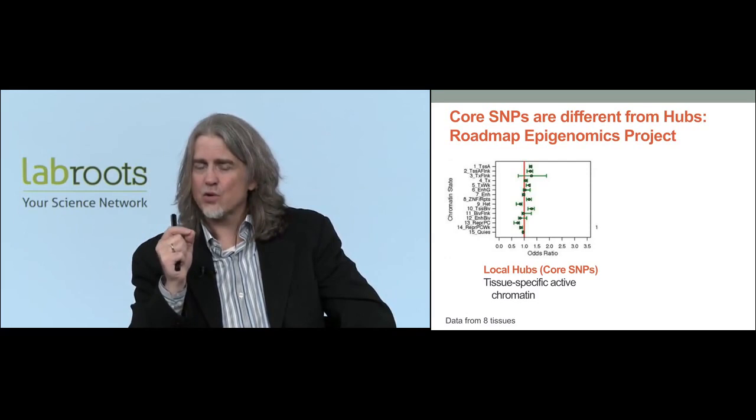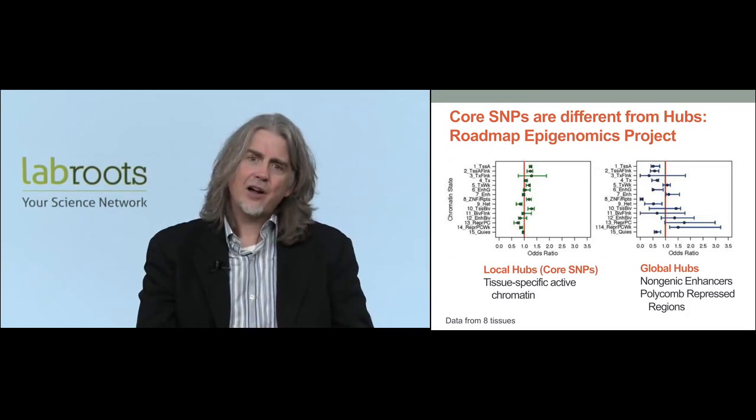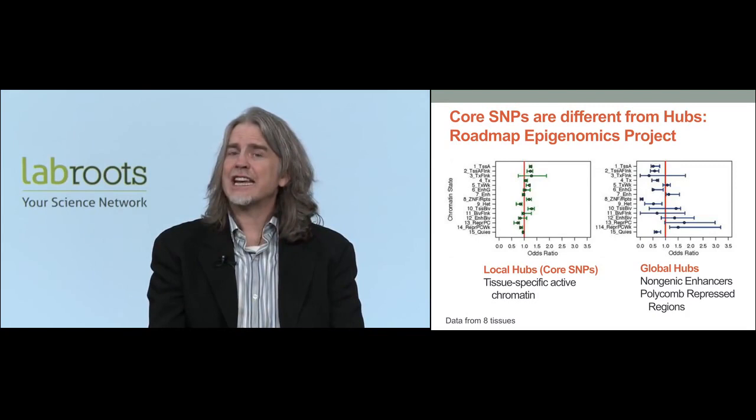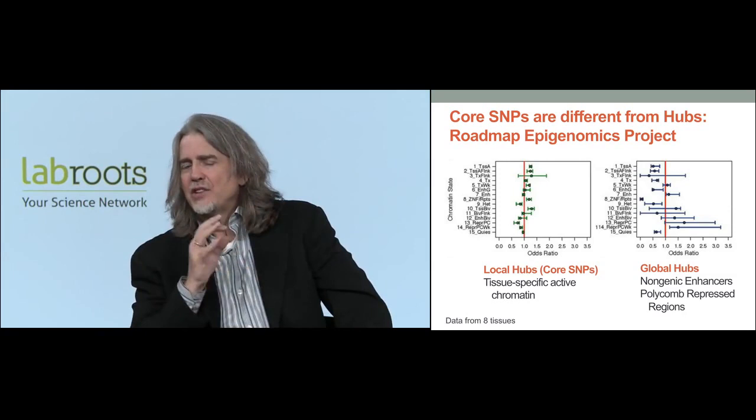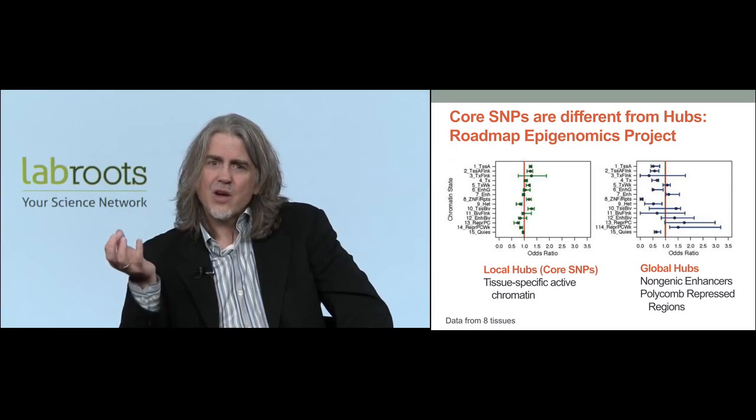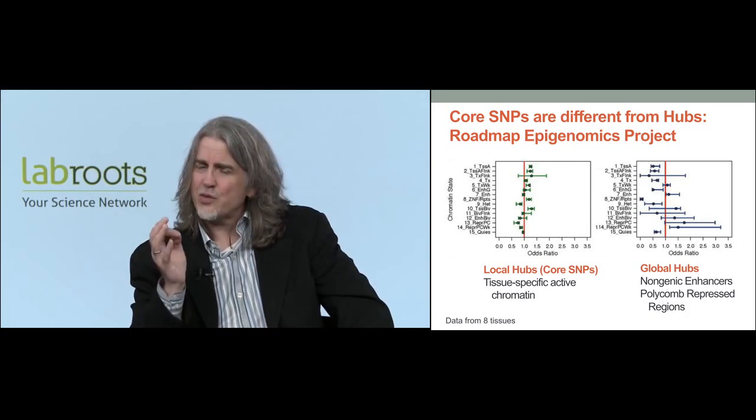And when we compared that to global hubs, what we found was the global hubs were basically enriched for non-genic enhancer elements, right? Things away from the genes that enhance expression but don't regulate it. So now, by combining these eQTL networks with data from the Roadmap Epigenomics Project, what emerges is an explanation for the structure that we see in the eQTL networks.